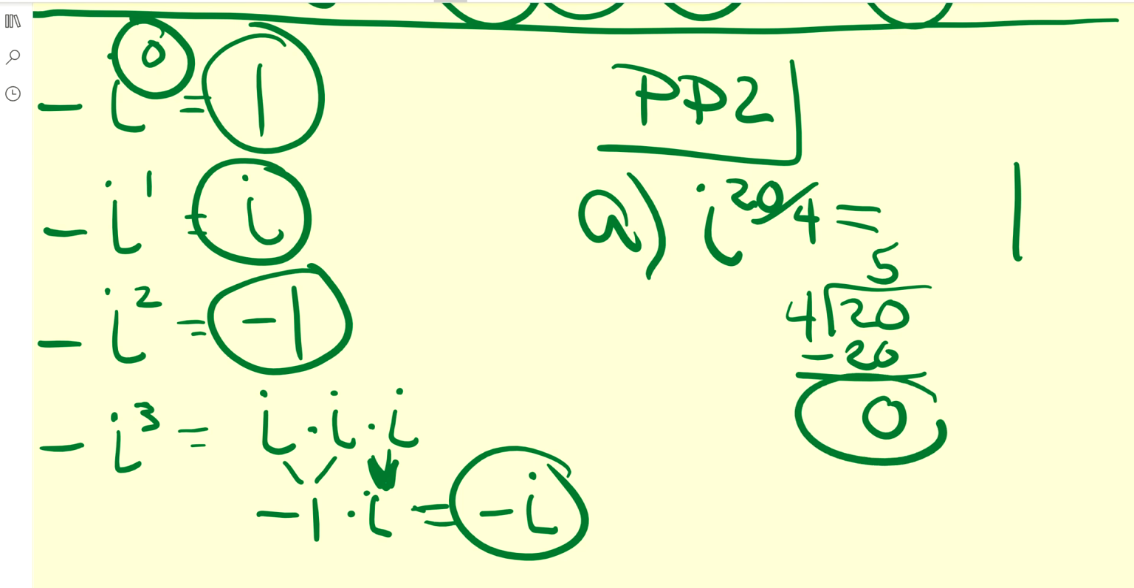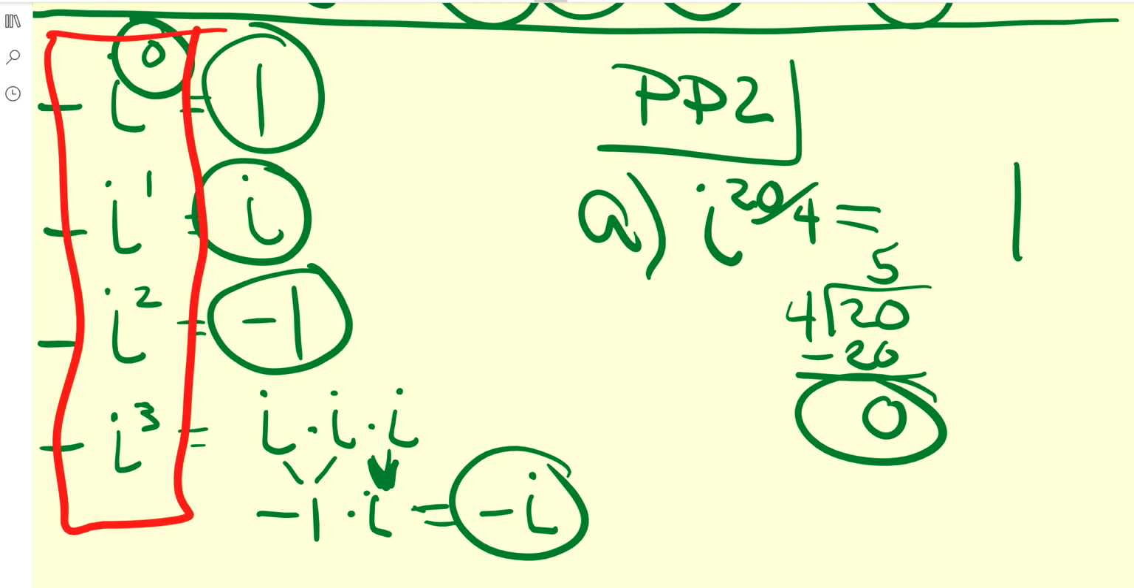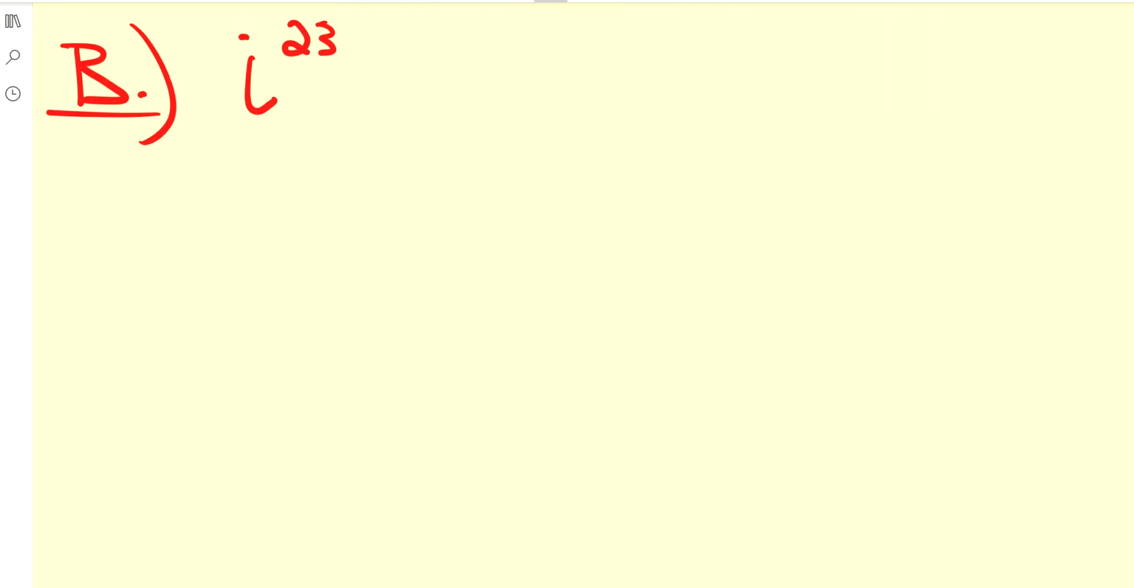And the remainder is this number here, and that's going to be the exponent that I'm going to use in this list here. Let me change that color. Where'd my red go? So this is my list here that I'm going to match it up with, and then I get the resulting answer. All right, so let me move on here. Okay, so this next problem is i to the 23rd.